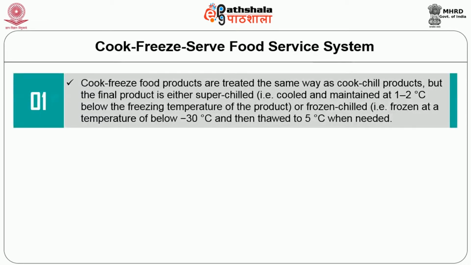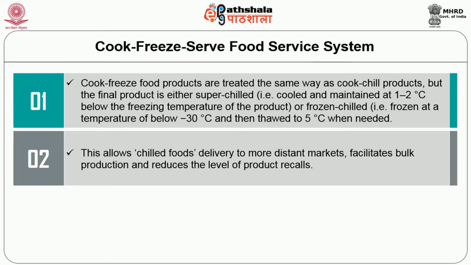Cook-freeze food products are treated the same way as cook-chill products, but the final product is either super chilled, that is cooled and maintained at a temperature of 1 to 2 degrees centigrade below the freezing temperature of the product, or frozen chilled, that is frozen at a temperature below minus 30 degrees centigrade and then thawed to 5 degrees centigrade when needed. This allows chilled food delivery to more distant markets, facilitates bulk production, and reduces the level of product recall.